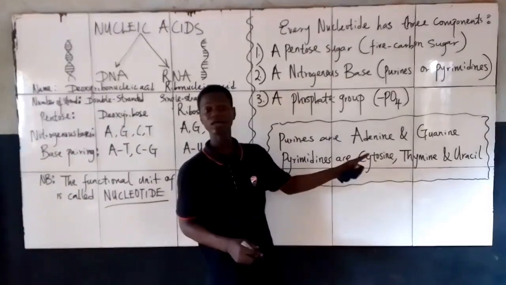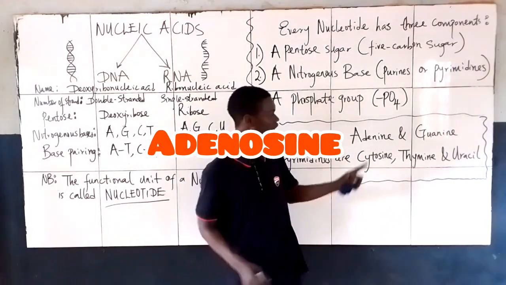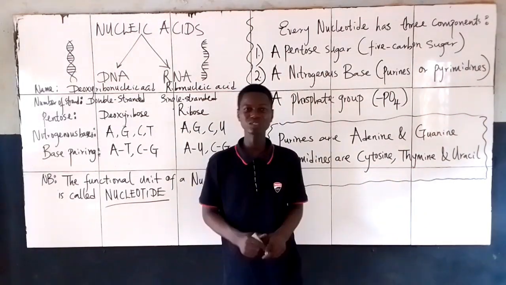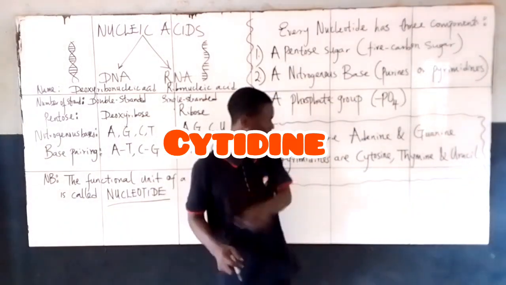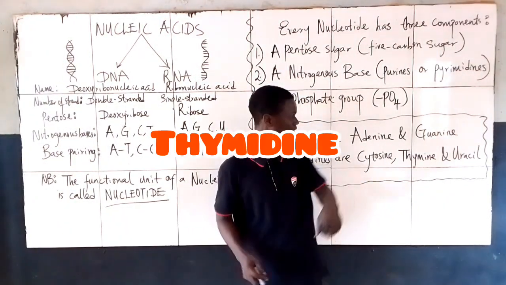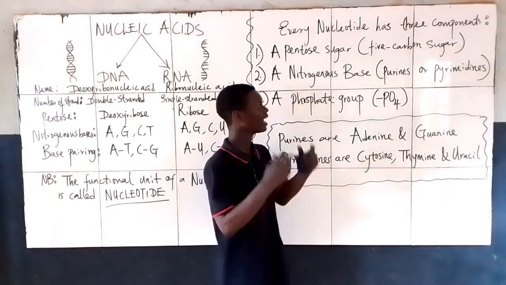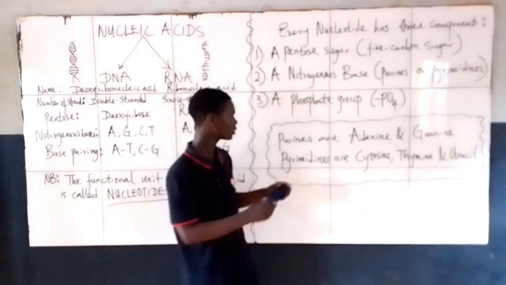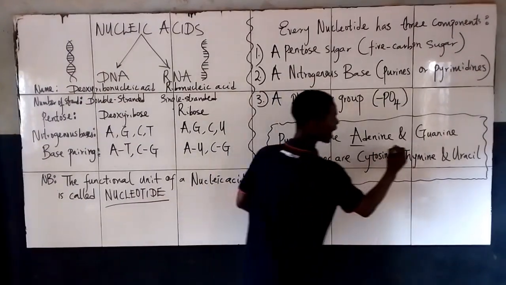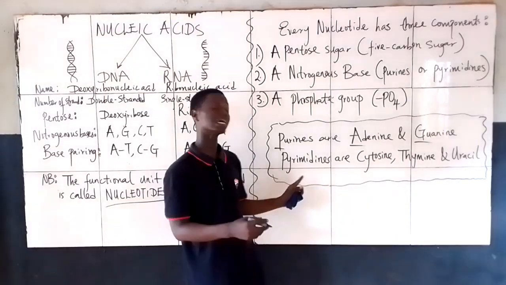So if a nucleotide contains adenine, we'll say it's an adenosine. If a nucleotide contains guanine, we'll say it's a guanosine. If a nucleotide contains cytosine, we'll say it's a cytidine. This one is a thymidine. And this one is a uridine. So these are the different names and how nucleotides are formed. Now, how do you remember your purines? You can say pure as gold. So once you know the purines, you can know that the rest are pyrimidines.